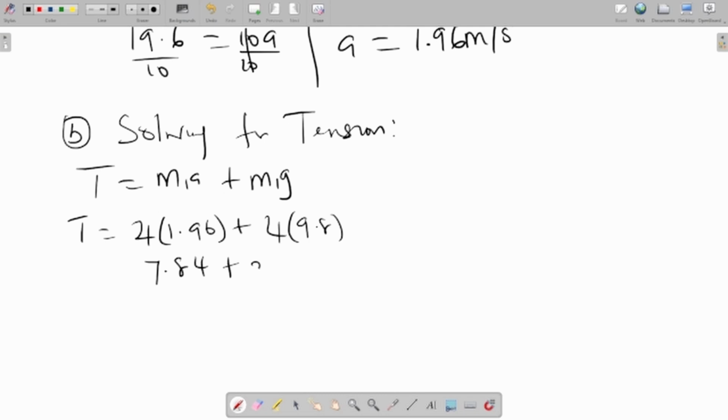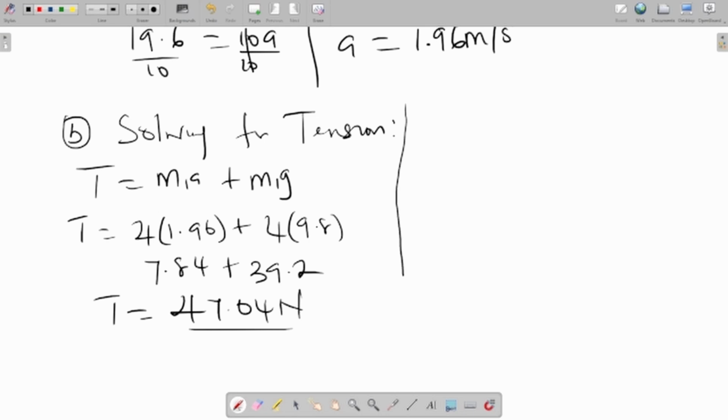So here we have 39.2. Let's add them together. Our tension will now be equal to 39.2 plus 7.84. Our answer is 47.04 newtons. Tension is measured in newtons. So this is the tension in the cord or string.